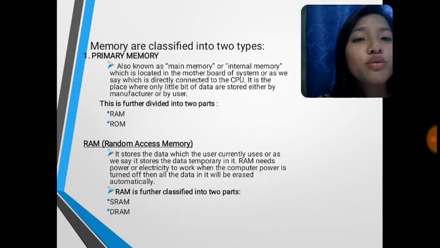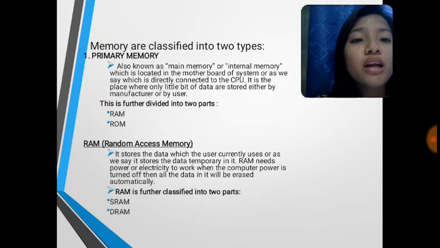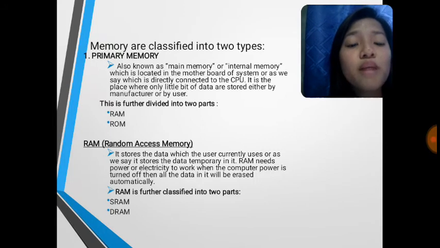Memory is classified into two: primary memory and secondary. Primary is also called main memory or internal memory, which is located on the motherboard of the system, or as we say, directly connected to the CPU. This is further divided into two parts, RAM and ROM.